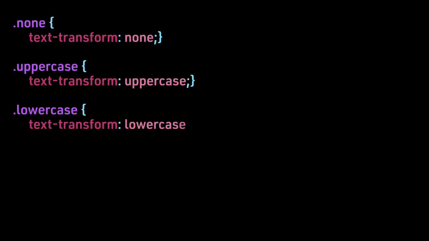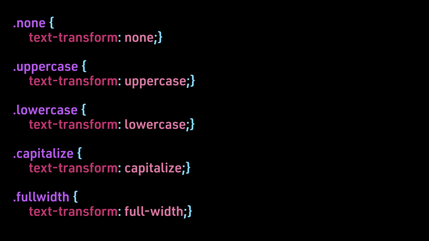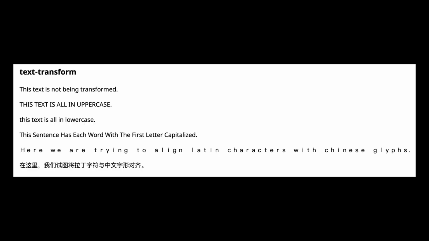And here is the CSS. .none, text transform none. .uppercase, text transform uppercase. .lowercase, text transform lowercase. .capitalize, text transform capitalize. .full width, text transform full width. Here we are showing examples of each of the 5 values as indicated.